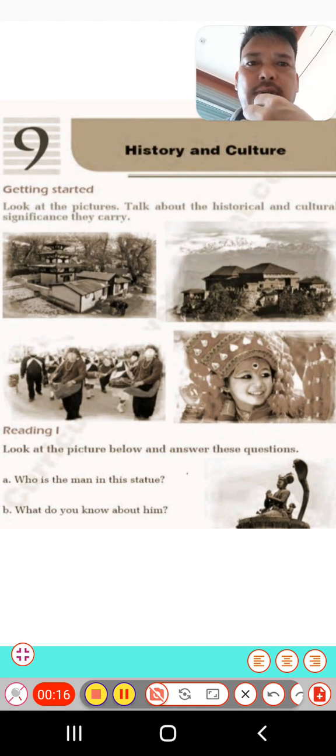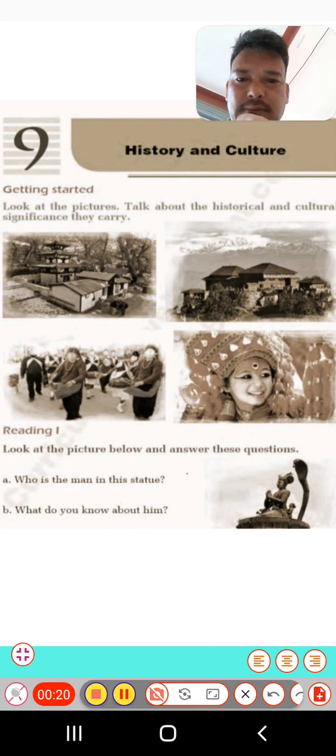Today, students, we are going to discuss the text of Reading 1 from Unit 9. So we have the text Pratap Malla. Before the text, we have some pictures given here. Four pictures are here. So here is Getting Started.